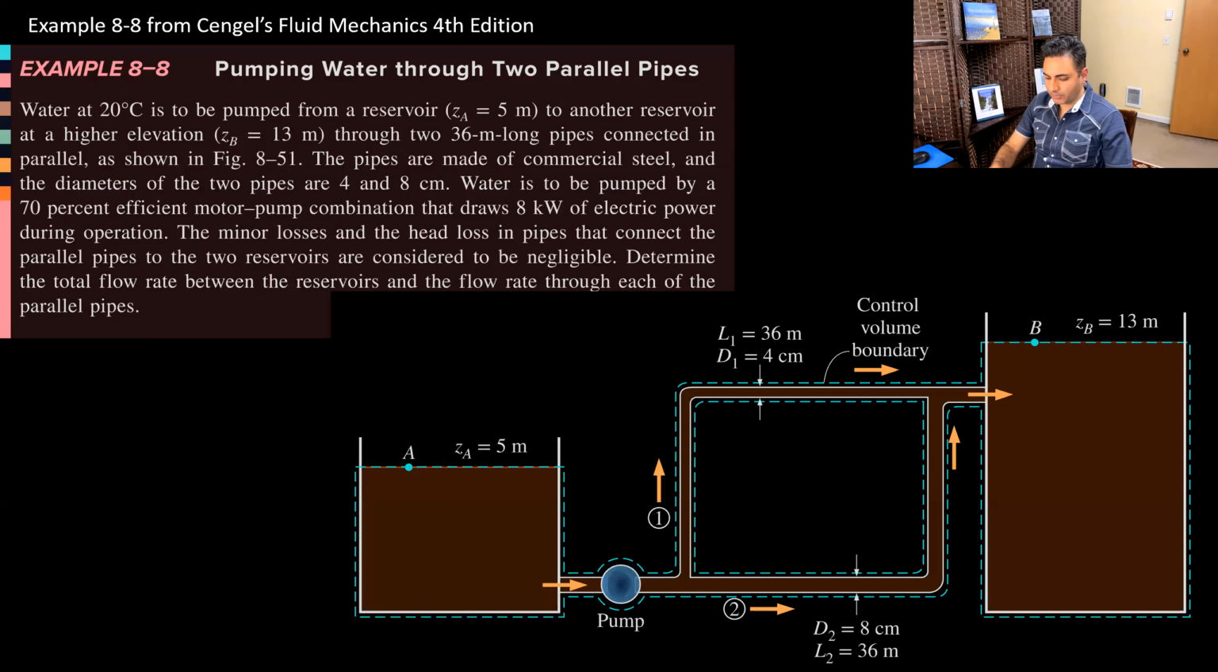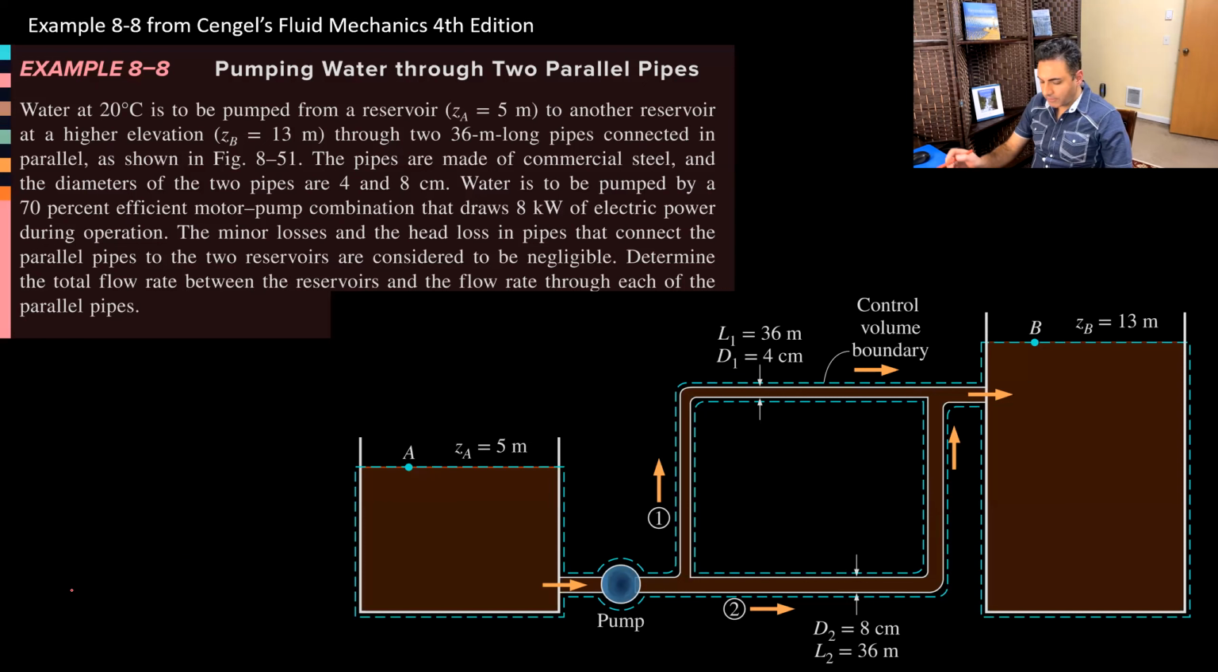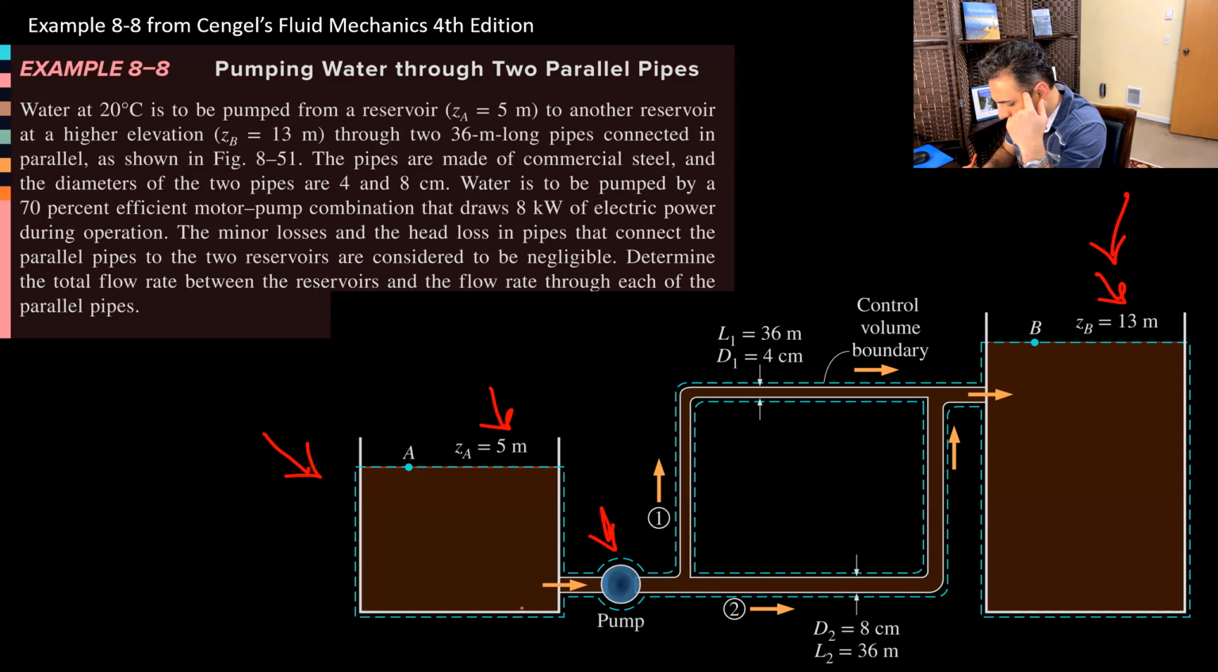All right, here's a problem that we are looking at. This is example 8-8. So what you have here, you have two reservoirs. You have reservoir A and then you have reservoir B. They have different elevations in terms of like the free surface of water is at 5 meters here, and for this one is at 13 meters. We have two branches of pipes. First, we have a pump here. This one is the pump.